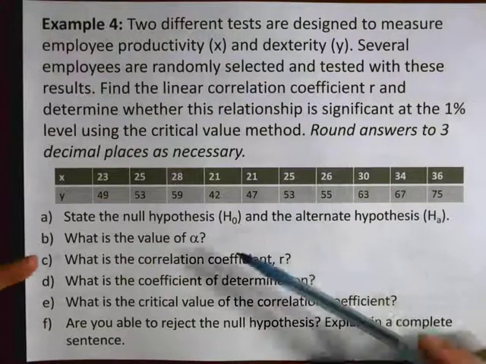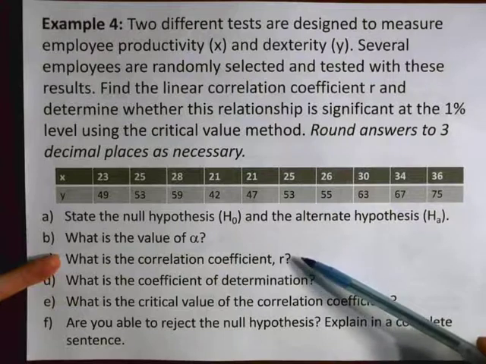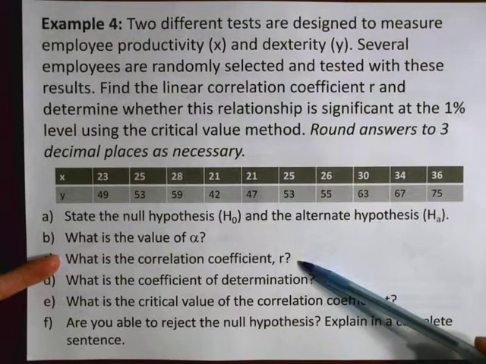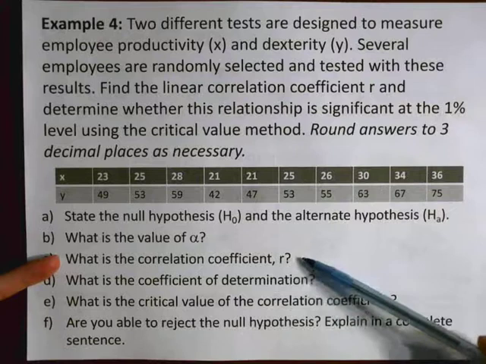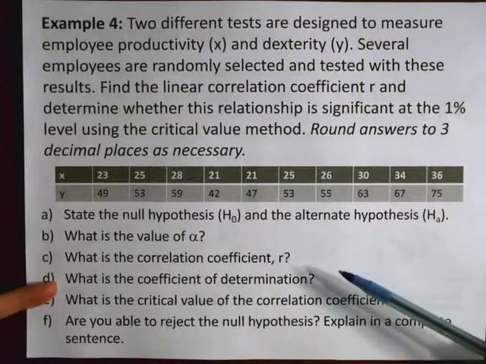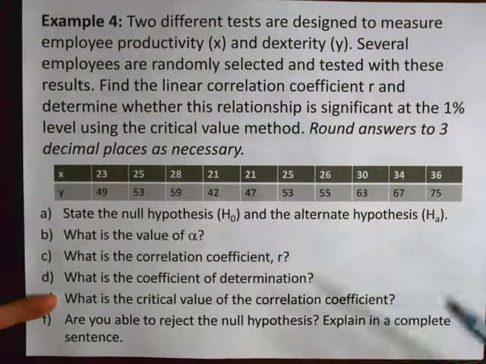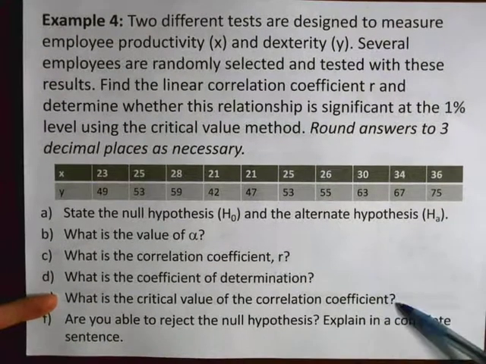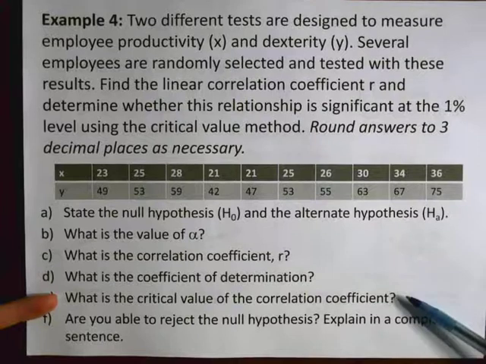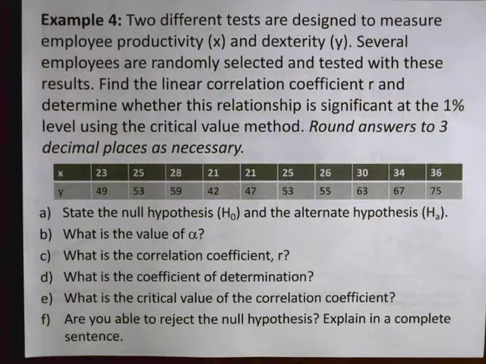So we've got the hypotheses, we'll get the alpha value, and instead of the test statistic, t or z, we're going to calculate the value of the correlation coefficient R. So R is that number that's between negative 1 and 1. And then we'll figure out the coefficient of determination, that's R squared. And then instead of figuring out the critical value of t, we're going to figure out the critical value of R, and then we'll explain whether or not we can reject the null hypothesis.